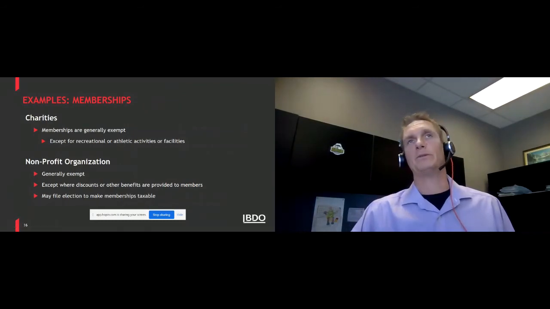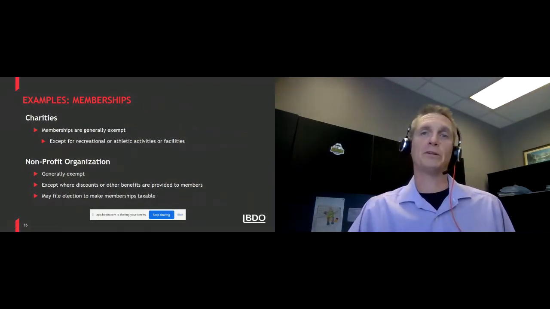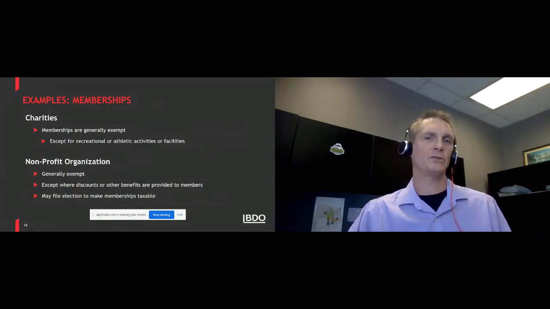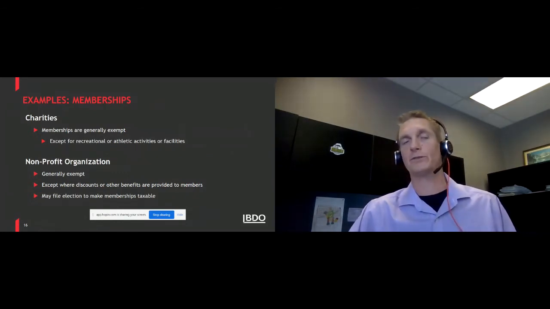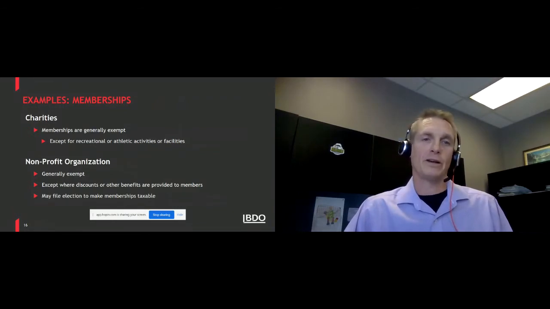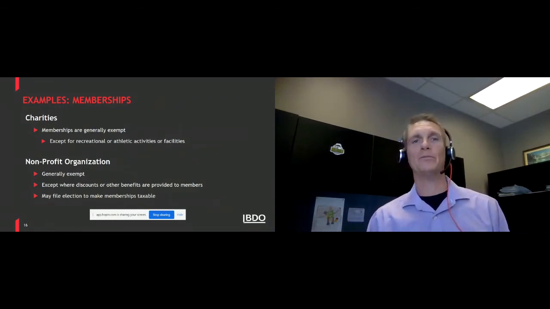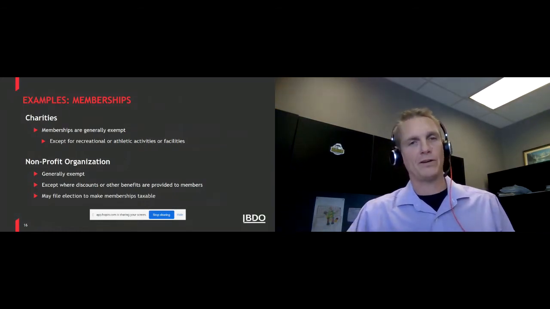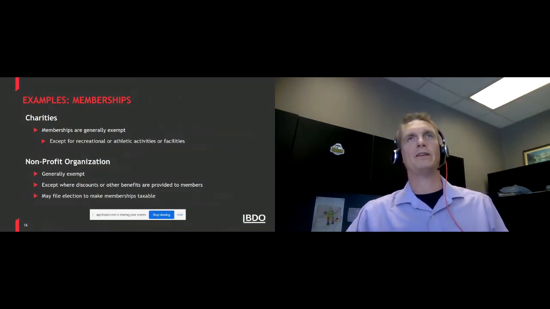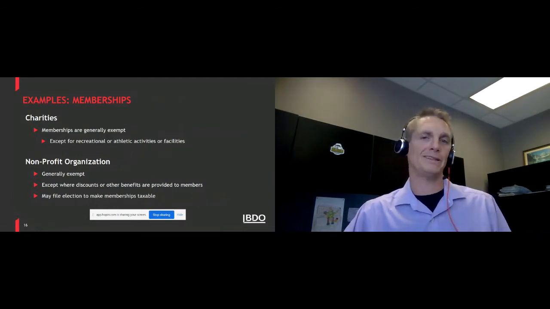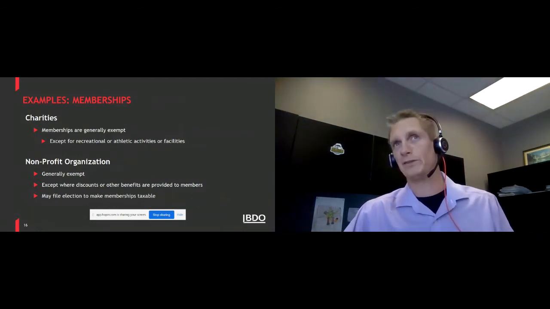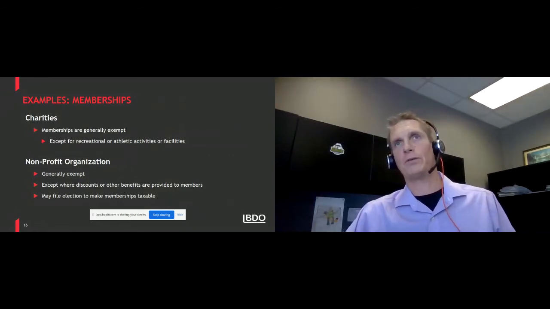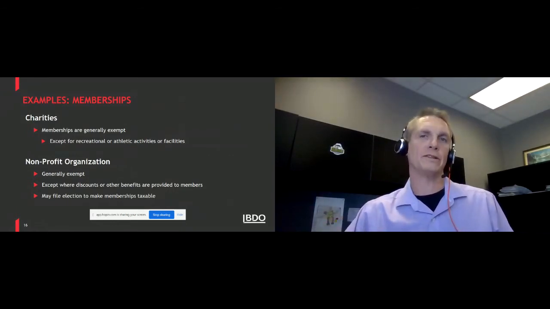Memberships, again, we touched on memberships, and generally memberships in a charity are exempt unless they provide access to recreational or athletic facilities or events. For a not-for-profit organization, again, many of the memberships are exempt, but the criteria are a bit different. So if the organization provides discounts or makes available other significant benefits to members, they could be taxable. Or if they provide them with access to dining or sporting facilities, they would be taxable.